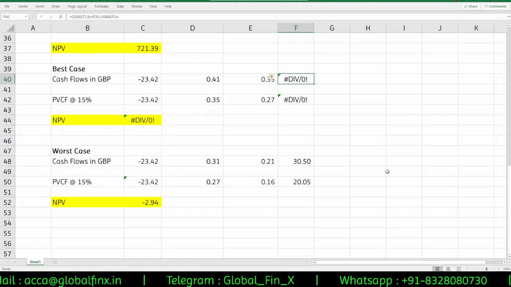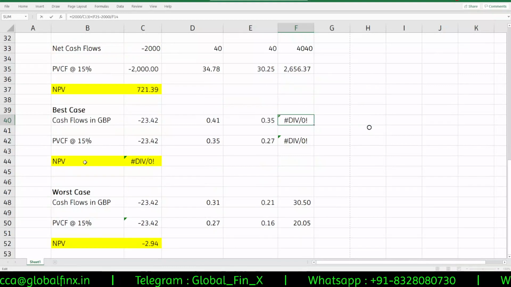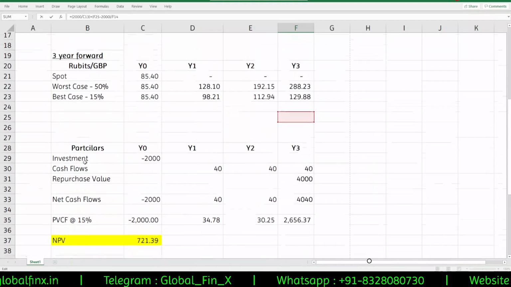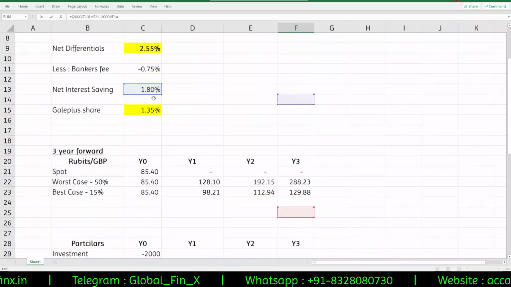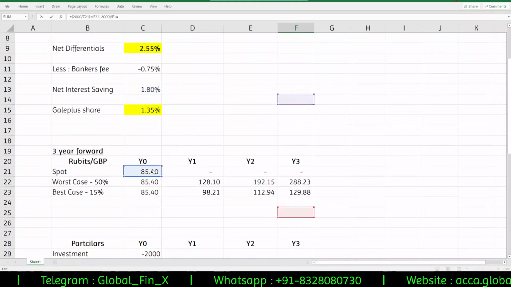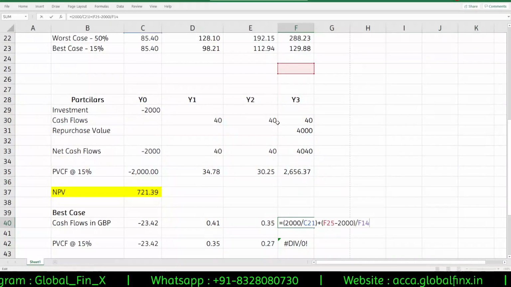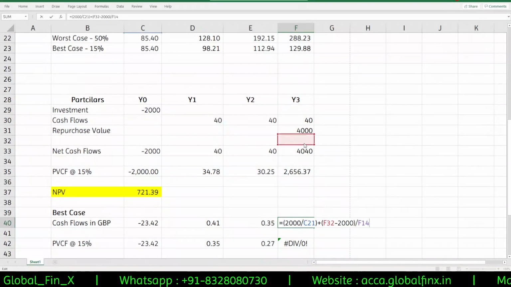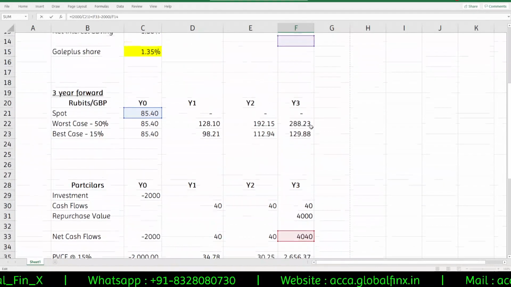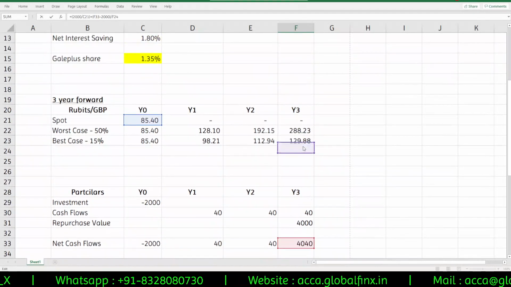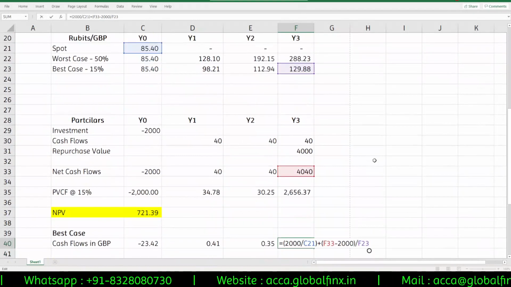The same thing applies for the best case scenario also. 2000 is protected by the hedge, but it's not C14 here. It's C21. And best case is 129.